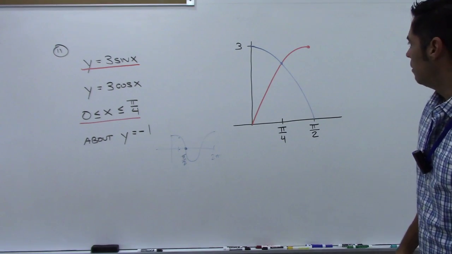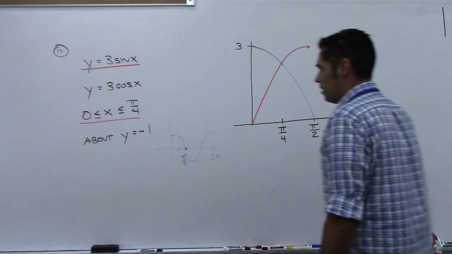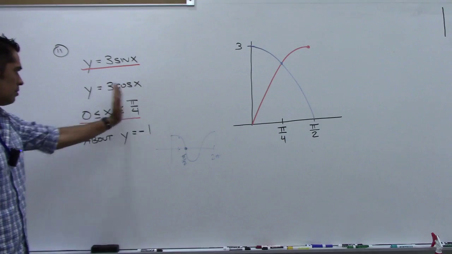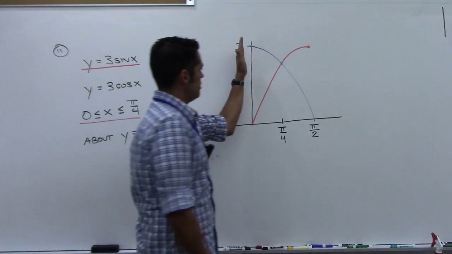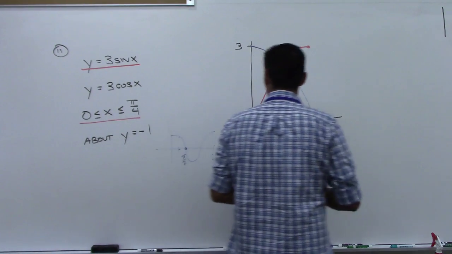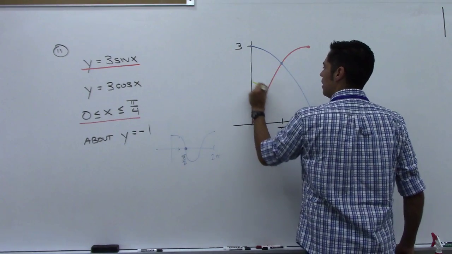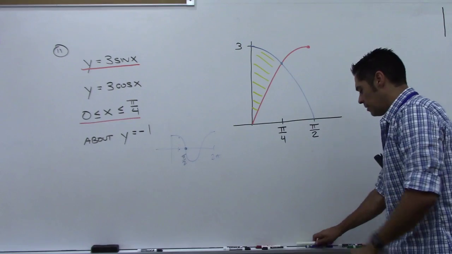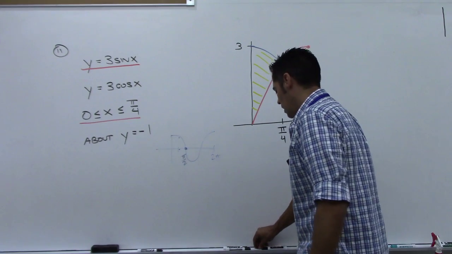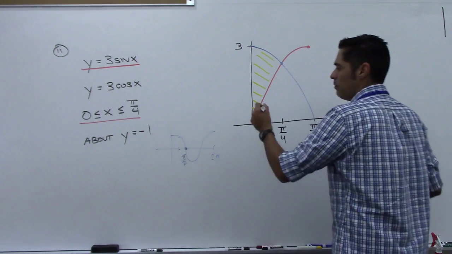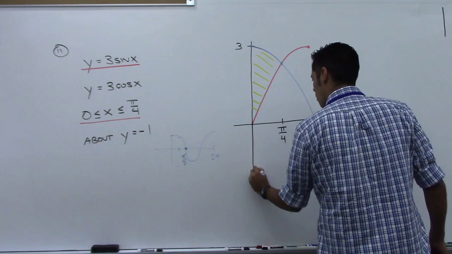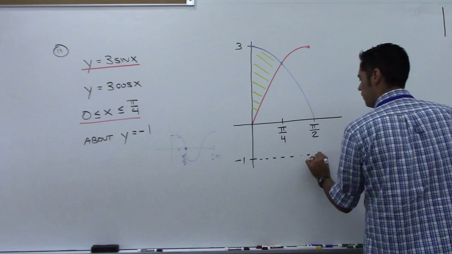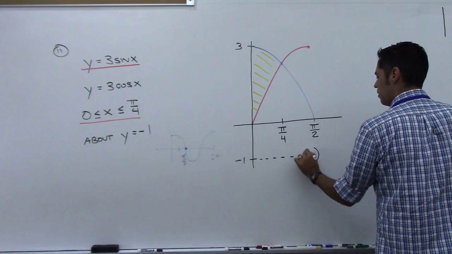And we're trying to find the region bounded by these. We're told that the x value has to be between 0 and pi over 4. So here's 0, here's pi over 4. So we're looking at this region in here, right there. And we want to rotate that about the line y equals negative 1. So y is negative 1 down here. That's our axis of rotation.